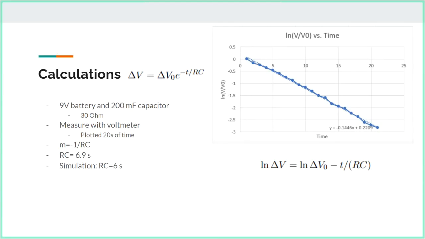The last part of the procedure involved setting up a 9-volt battery, 200 mF capacitor, and 30 ohm bulb. I measured the voltage across the capacitor with the voltmeter and set up the capacitor to discharging. I used this data to plot 20 seconds worth of voltage versus time data. As seen on the graph, the natural log of V decreased with respect to time, which made sense as the capacitor was discharging over time. The equation of the graph in the form seen below allowed us to determine that the slope was equal to -1 over RC, which can be easily calculated. Ultimately, RC came out to be 6.9 seconds, which is extremely close to the simulated value of 6 seconds.